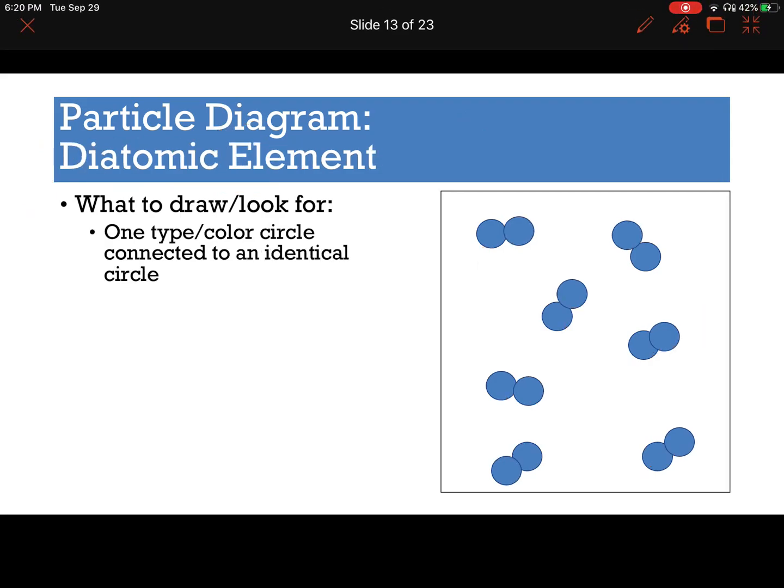A diatomic element, on the other hand, you should see 2 of the same exact elements connected together. So these are your, remember, di means 2. So these are your scared elements that need to go with their identical twin. So if you see the same color, they are a diatomic element. So you can say, DE for diatomic element.